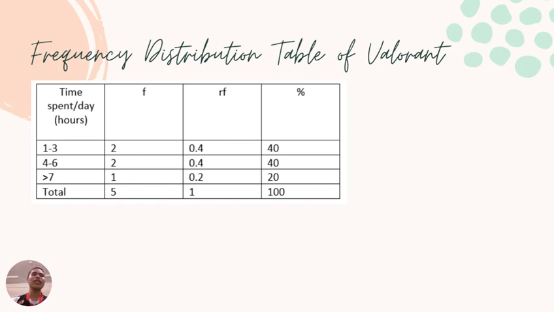For relative frequency, for 1 hour until 3 hours is 0.4. 4 hours until 6 hours is the same, 0.4. More than 7 hours is 0.2. So the percent is 40%, 40%, 20%, and the total is 100.